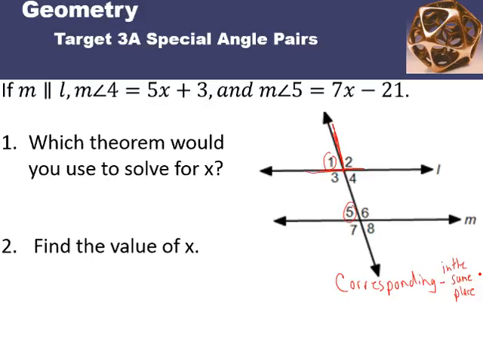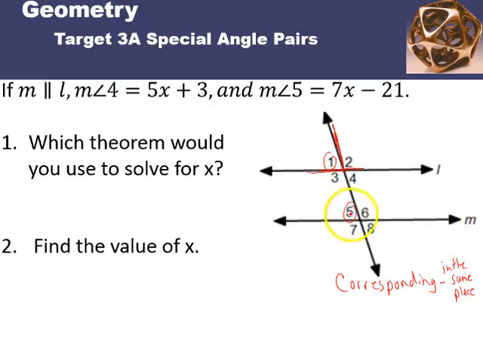Okay, so what else is corresponding? Well, 2 is a top right angle, so what else is top right? 6. So 2 and 6 are corresponding. 3 and 7, they're also corresponding. Notice that they're both bottom lefts. And 4 and 8 are also corresponding, and they're both bottom rights. They're on the bottom of lines L and M and to the right of this transversal here. Okay? So remember, I think of corresponding as in the same place.